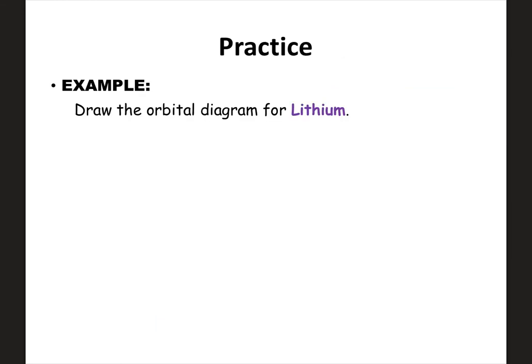For our first example, we are going to draw the orbital diagram here for lithium. Okay, so we already said that we're going to use boxes to represent orbitals and arrows to represent electrons. So we need to know here the number of electrons for lithium. So if you look up lithium on your periodic table, lithium has 3 electrons. So what that means is if we're going to use arrows to represent electrons, our orbital diagram needs to have 3 arrows in it, no more, no less.